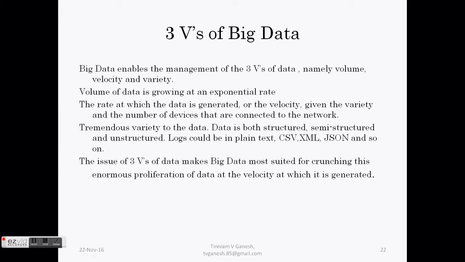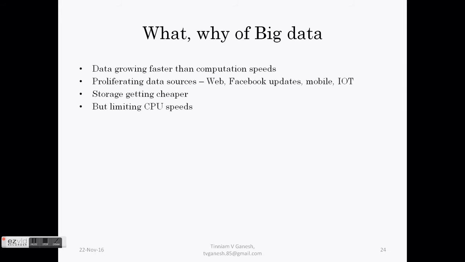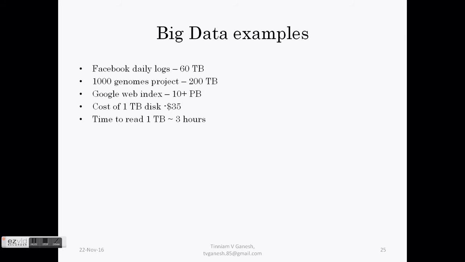And typically, if I had to sum up big data in a single sentence, big data is when we can't get all the data into the memory of a single computer, and we have to use multiple servers. So that's where big data actually arises from. So what and why of big data? Data is growing faster than computation speeds, with proliferating data sources. Storage is getting cheaper but limited by the CPU speeds.